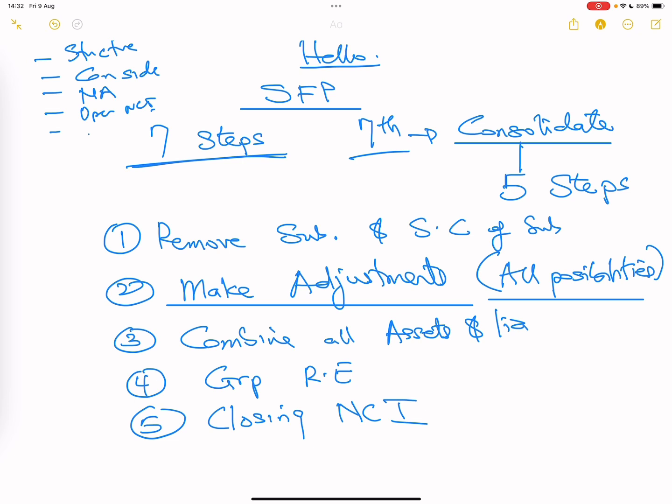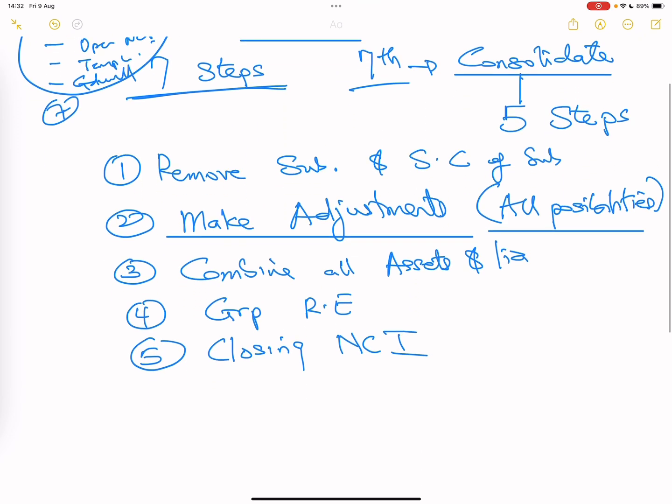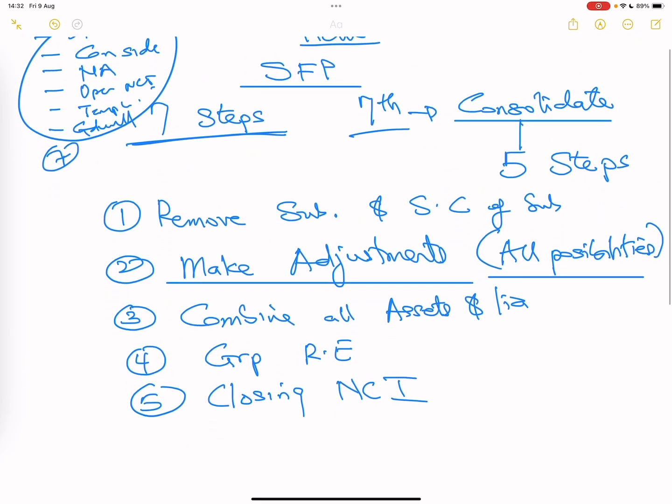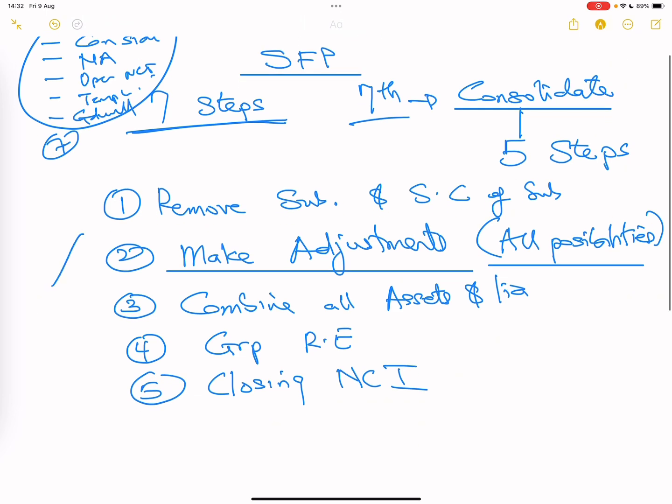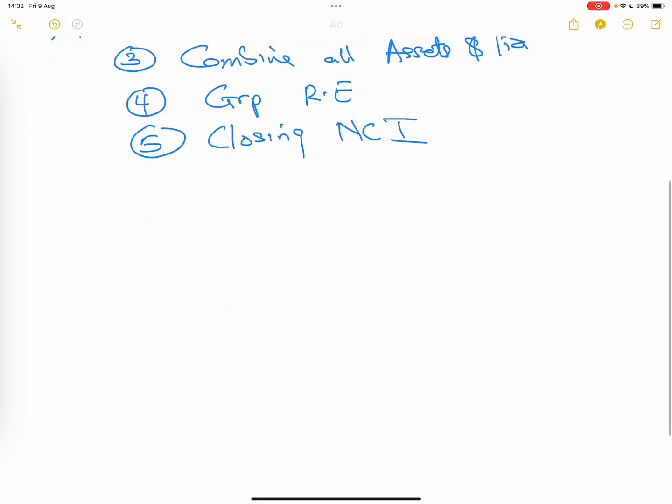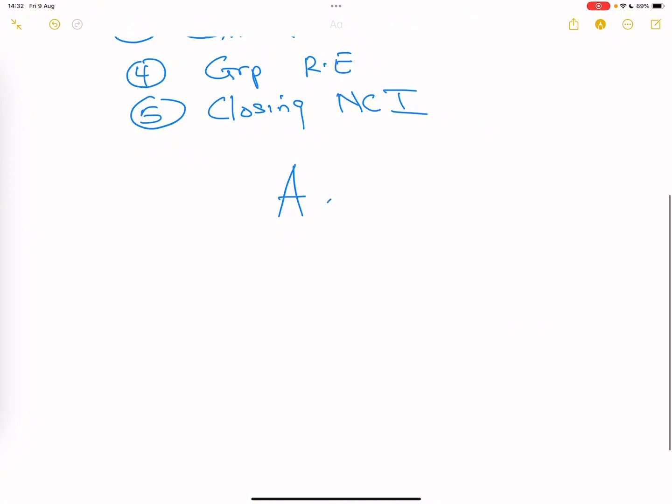Then prepare your templates. Remember, all of that we went through it. Prepare your goodwill as well. All of that are in the previous 7 steps. The 7th one is when you start the consolidation process. Right. But where I want to focus on today, that's just a revision of what we've done before. But what I want to focus on today is this number 2, adjustment. So my focus today is on consolidation adjustments.